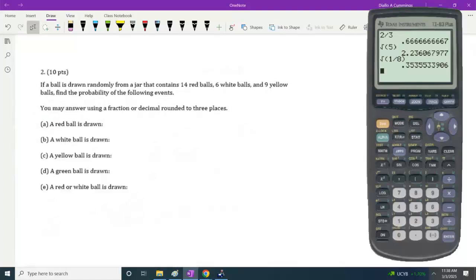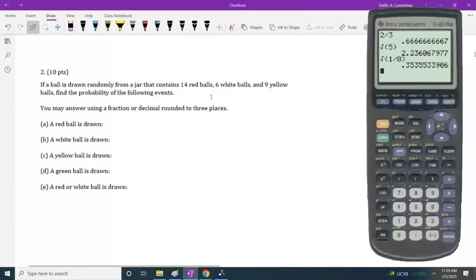All right, here is number 2. Remember we talked about the classical definition for probability, which is much like a fraction, the part over the whole. We talked about independent events, dependent events, and the fundamental counting rule. So all of those things come into place here. Well, not all of them, either independent or dependent. It says if a ball is randomly drawn from a jar that contains 14 red balls, 6 white balls, and 9 yellow balls, find the probability of the following events.